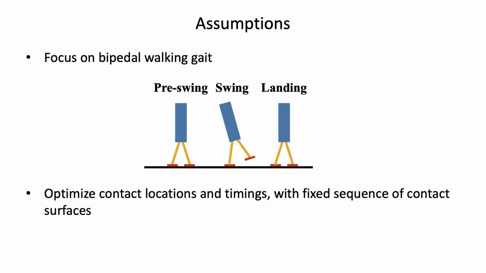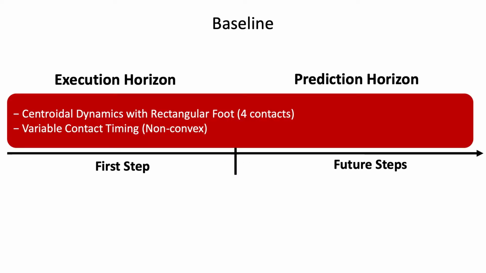In our work, the following assumptions are made. First, we focus on the bipedal walking gait, where a step motion consists of 3 contact phases: pre-swing, swing, and landing. This gives rise to a multi-phase formulation with phase-specific constraints. Second, we optimize contact locations and timings, while pre-specifying the sequence of contact surfaces where the swing foot will land upon. Next, we describe the formulation of the baseline, single-fidelity RHP, and 3 candidate multi-fidelity RHPs. For the baseline, we employ the centroidal model to plan over the entire look-ahead horizon, and we assume a rectangular robot foot.